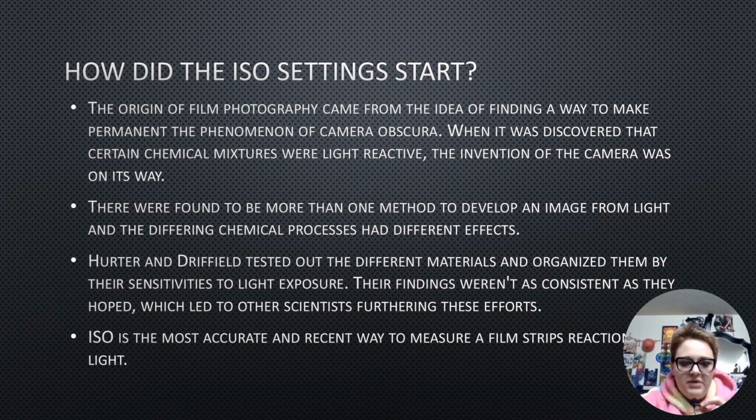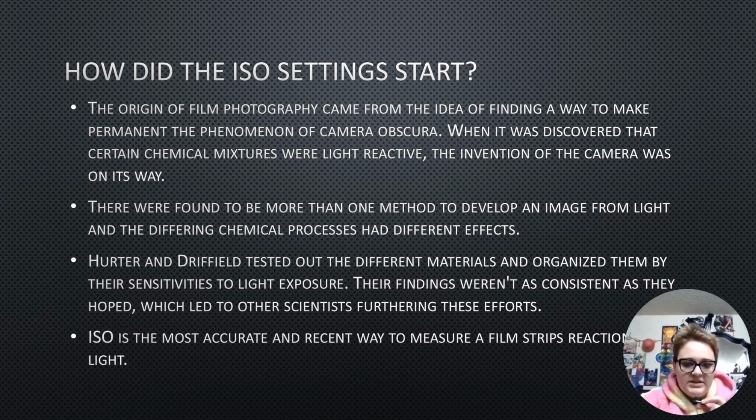There were found to be more than one method to develop an image from light, and the different chemical processes had different effects. Hurter and Driffield are some scientists, not the first ones, not the last ones, but they tested out the different materials and organized them by their sensitivities to light exposure. They would test how light exposed and then rank them in order of how long it took. Some chemical processes took hours, some took minutes, and everything in between. But it's hard to categorize because they also had different impacts of amount of light, not just exposure time. So it wasn't a perfect study.